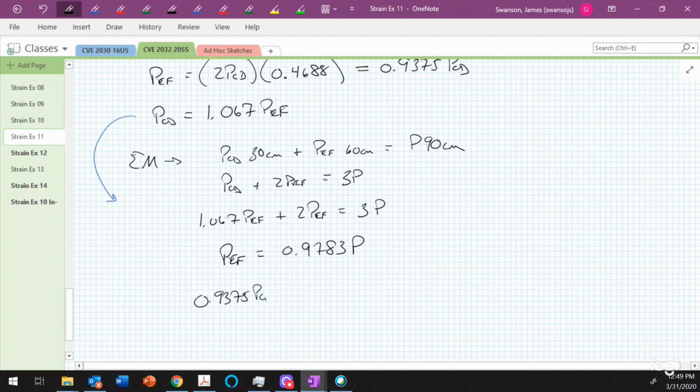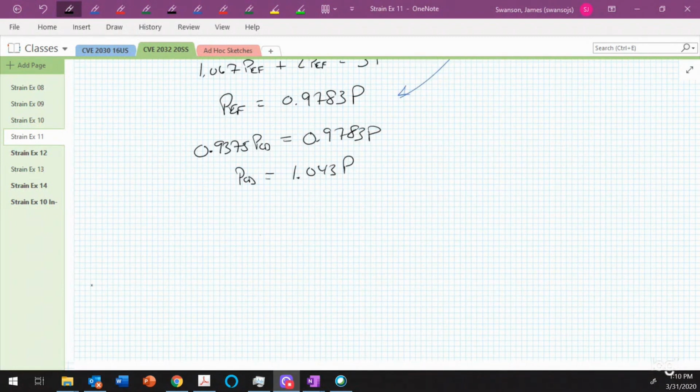And then we can go back up here and say that this is equal to 0.9375 times P sub CD. We're just substituting in from here, and that's equal to 0.9783 times P. So 0.9375 divided by, so P sub CD is equal to 1.043 times P.